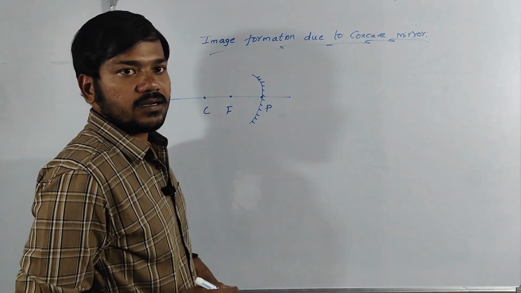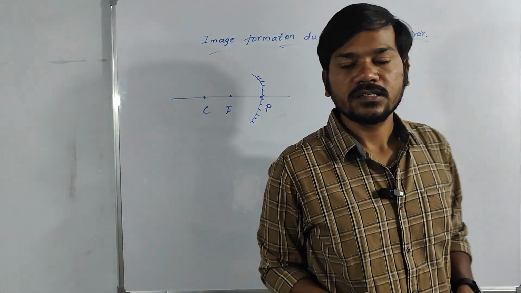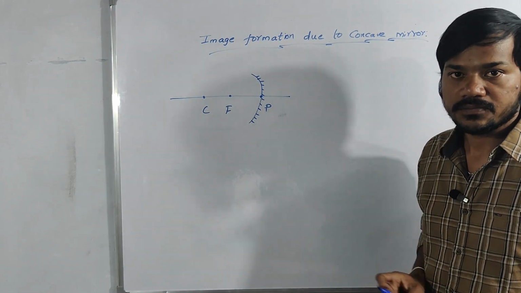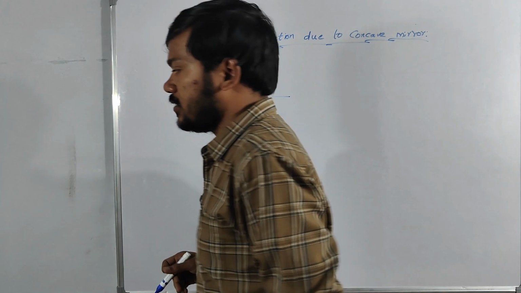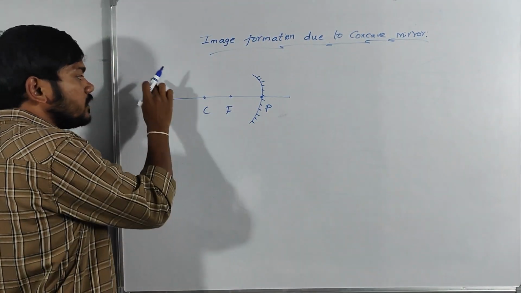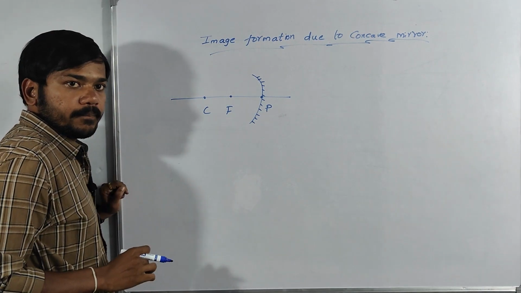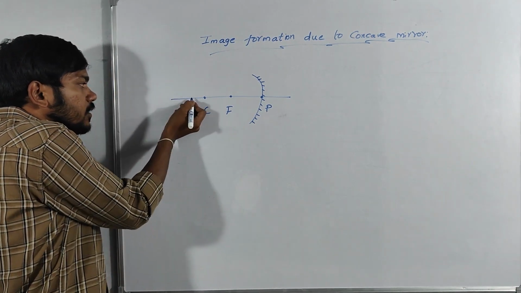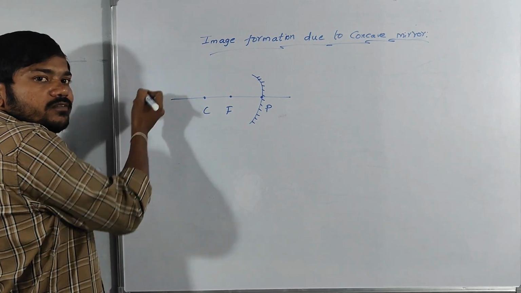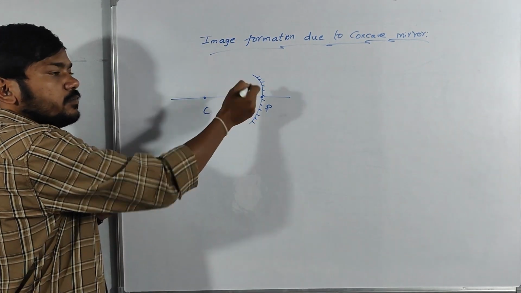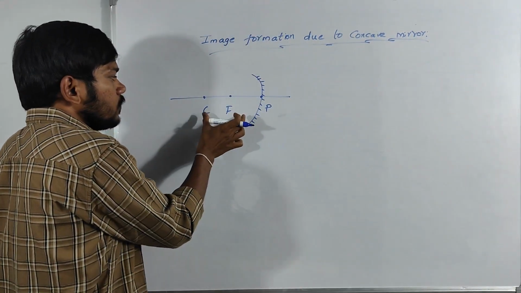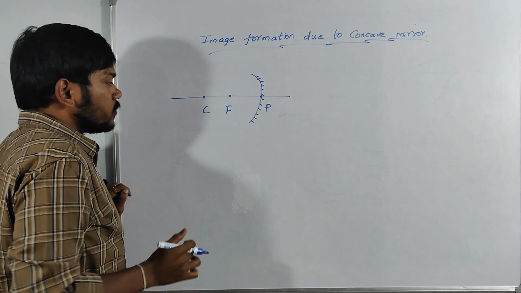Whereas we cannot place the object on P, because you cannot place the object on the mirror and find its image. Practically that is not possible. But we have one more reference, that is infinity. Not only on the principal axis, if you keep the objects somewhere else, images can also be formed. Now for the concave mirror, what are the possibilities?